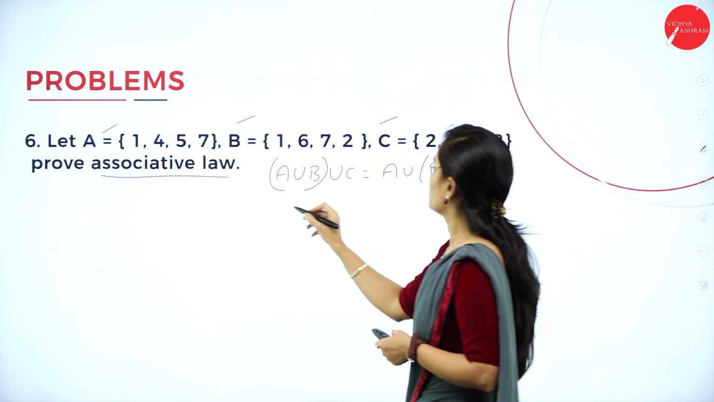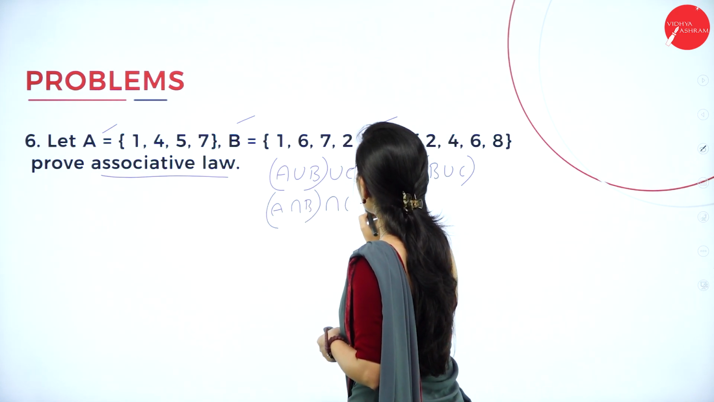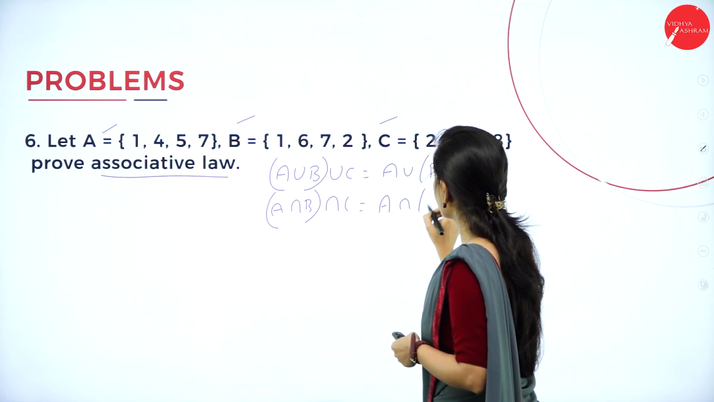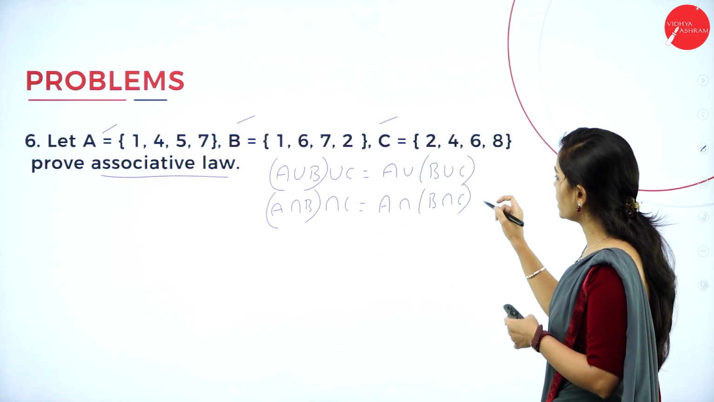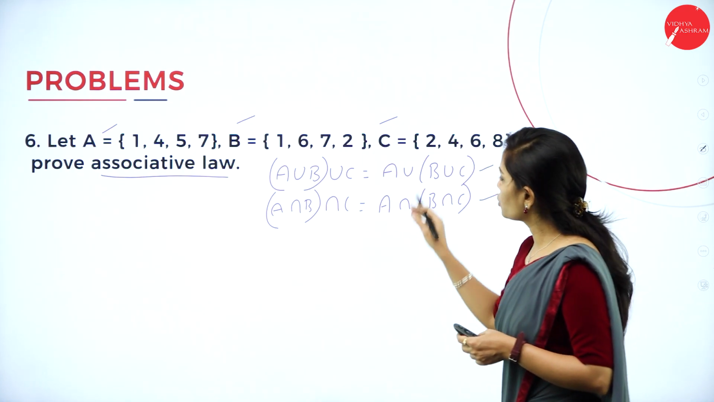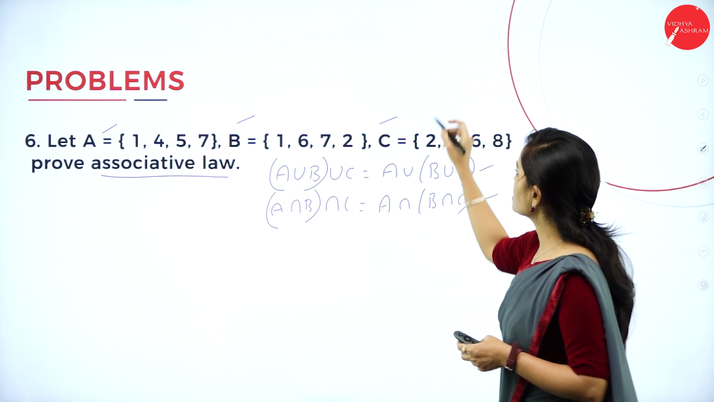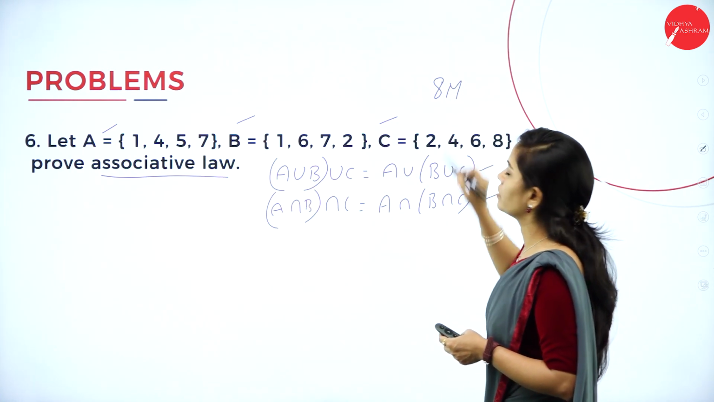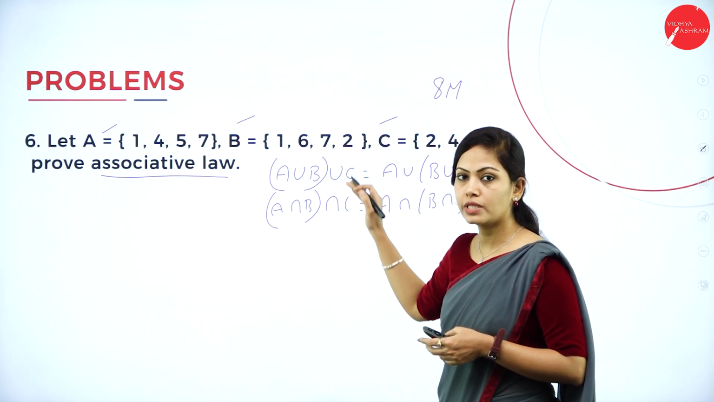And A intersection (B intersection C) is equal to (A intersection B) intersection C. So this is your associative law for union and for intersection operation. Using these laws, you have to prove that LHS is equal to RHS. It is an 8 marks question. You can expect this question for 8 marks. So you have to prove both the theorems.